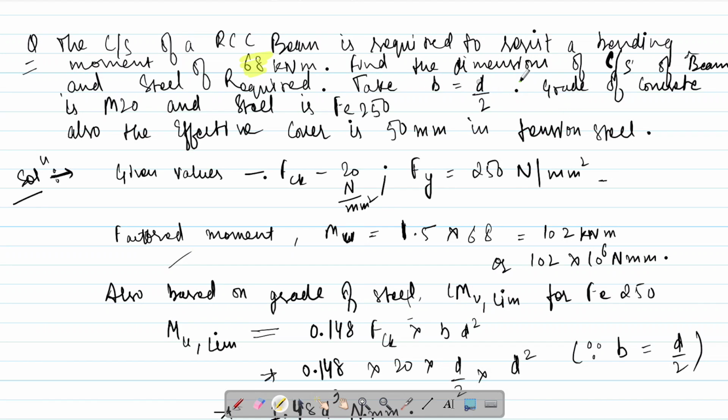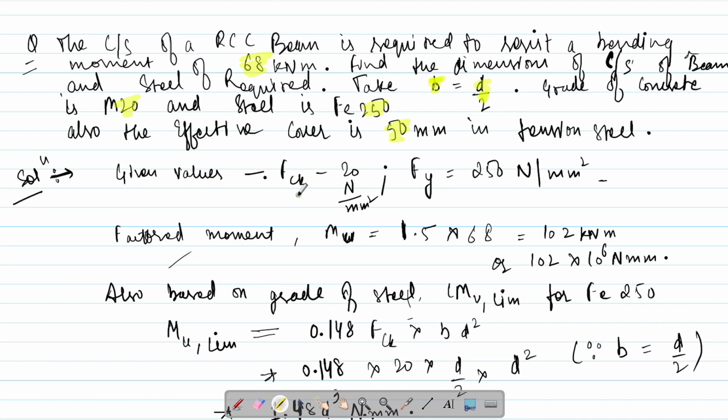Also, it is given that one of the dimensions of the beam, that is the width, is d by 2 times, that is, width is equal to d by 2. And also it is mentioned that the grade of concrete to be used is M20 and steel is Fe250. Also it is mentioned that the effective cover is 50 mm. So let's just start the numerical.